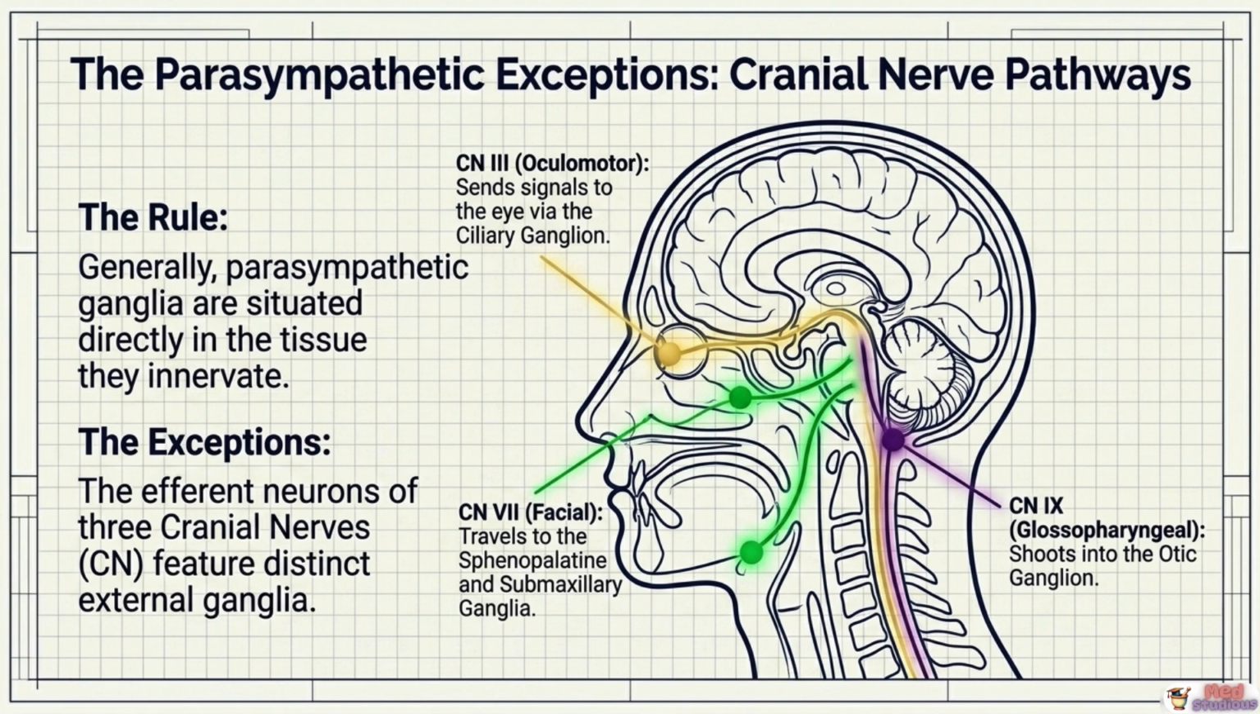Cranial nerve 3, the oculomotor nerve, sends its parasympathetic signals to constrict the pupil via the distinct external ciliary ganglion. Cranial nerve 7, the facial nerve, travels through complex pathways to synapse at the external sphenopalatine and submaxillary ganglia to control tears and saliva. Finally, cranial nerve 9, the glossopharyngeal nerve, shoots its parasympathetic fibers directly into the external otic ganglion to regulate the massive parotid salivary gland. Memorize these three exceptions for your anatomy exams.